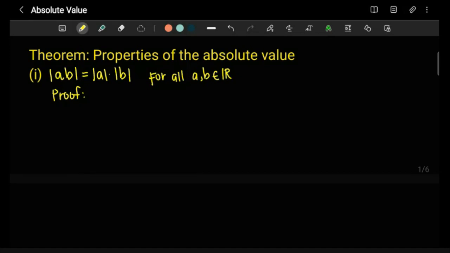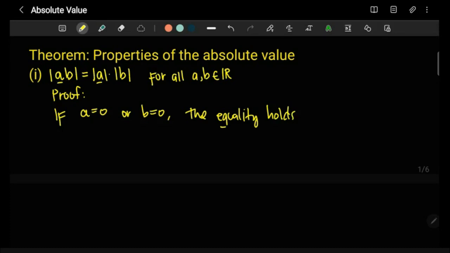Of course, the case when A or B is 0 is easy to show. So if A is equal to 0 or if B is equal to 0, the equality holds. Right? Because both sides contain the factor A or B. So once one of the factors is 0, then the whole expression becomes 0 equals 0. Magiging 0 equals 0 lang yan, which is true. So either when A is 0 or when B is 0, we have equality. So we're done with that case.